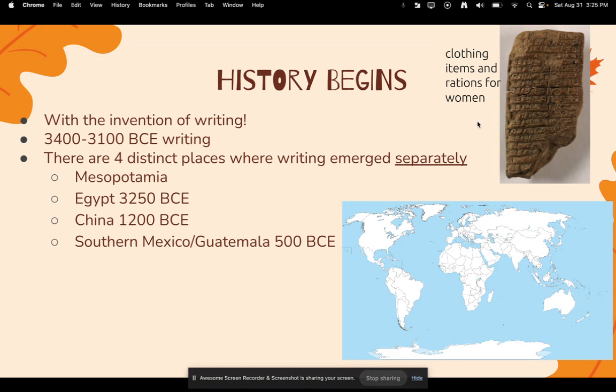And the really interesting thing about the invention of writing is that there are 4 distinct places where writing emerged separately among humankind. The first place would be Mesopotamia. So we talked about that before, Mesopotamia being right about here in the Middle East. Egypt, which is right here. China, which is over here. And then southern Mexico / Guatemala, which would be right over here.